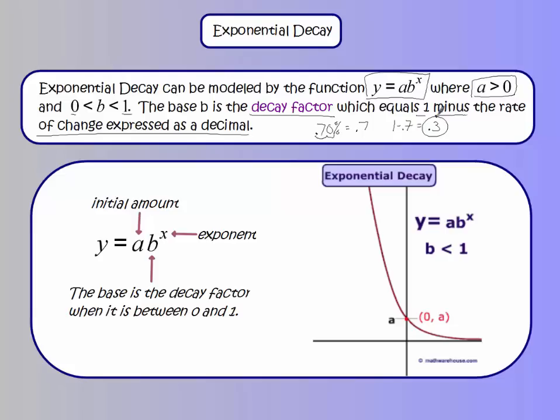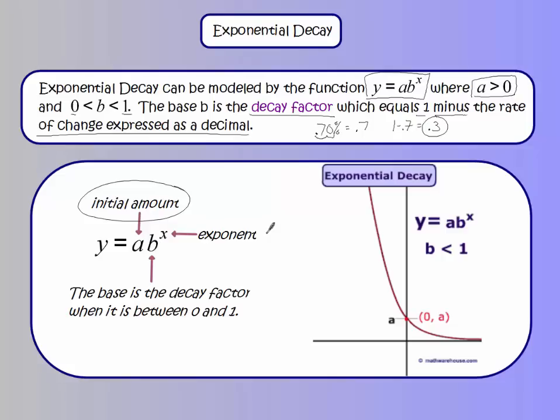But let's look at this again. So again, the a is the initial amount. It's how much we start with. The b is the base, and it's the decay factor when it's between 0 and 1. Okay, so remember, when it's greater than 1, this thing's going to be growth. So when it's between 0 and 1, this thing's going to be decay. It's going to get smaller. And the exponent, once again, in many cases, that's going to be something dealing with time.